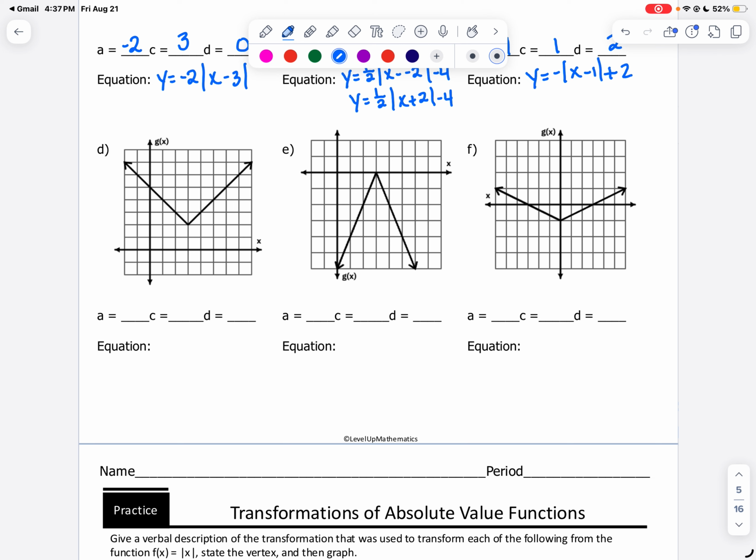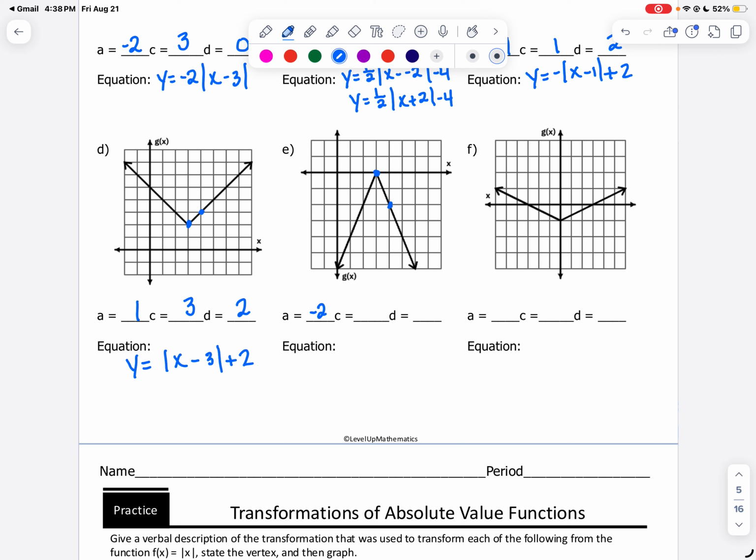All right, welcome back. Let's check answer D first. The value of A on problem D was 1. The value of C was +3. The value of D was +2. The function rule was y equals the absolute value of x minus 3, plus 2.